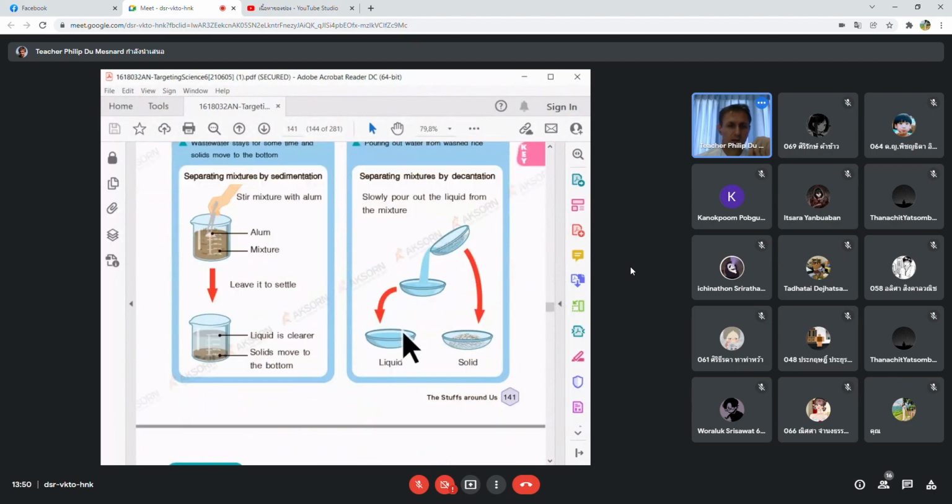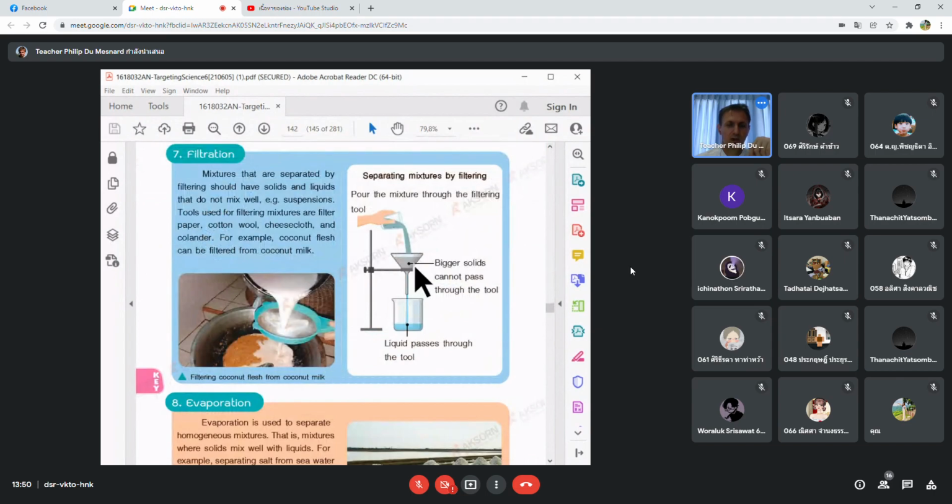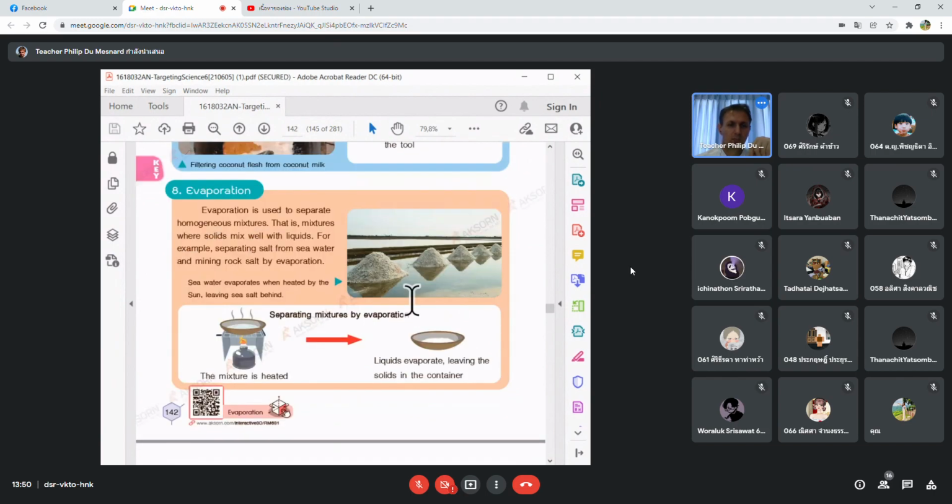And then the properties of this: it's a solid and a liquid. The solid stays in the filter paper and the liquid goes through. The property of this is, yes, it can dissolve, but it does not evaporate. So the salt and the sugar, if you boil it and make it hot, it will not evaporate because it's salt or sugar. But the water, yes, the water will evaporate. So that is the difference in properties.